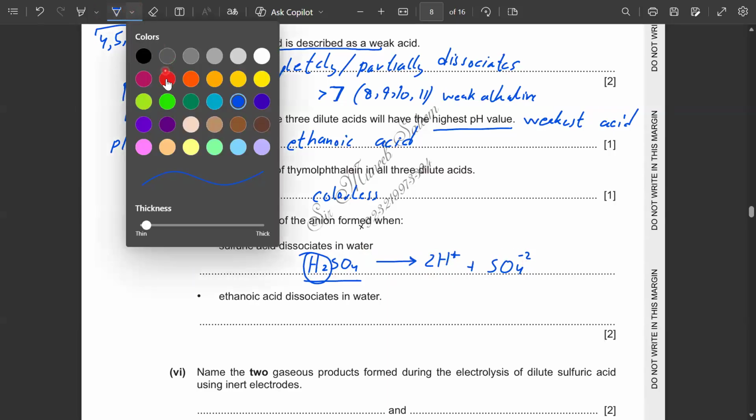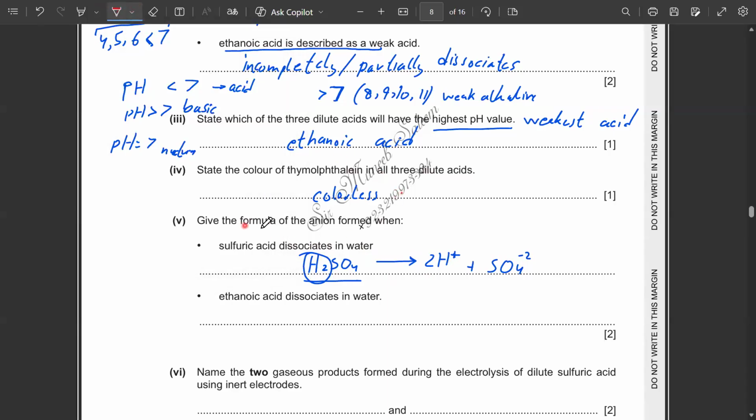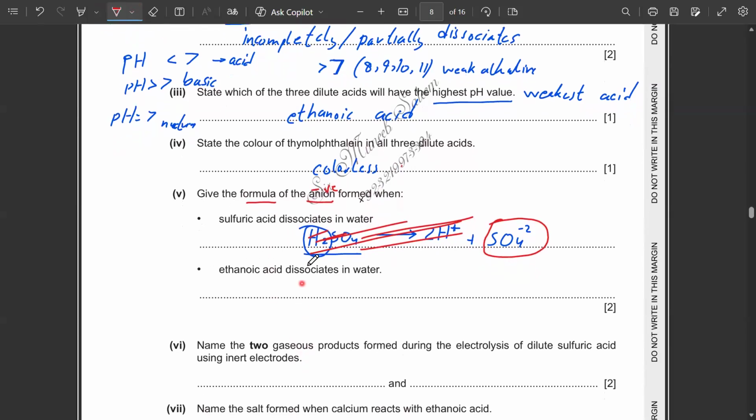But the question is demanding the formula of only the anion, and anion is a negative ion, which in this case is sulfate ion. So you do not have to write the whole equation, you just represent the anion. And for this reason, I will write only the anion in the next part.